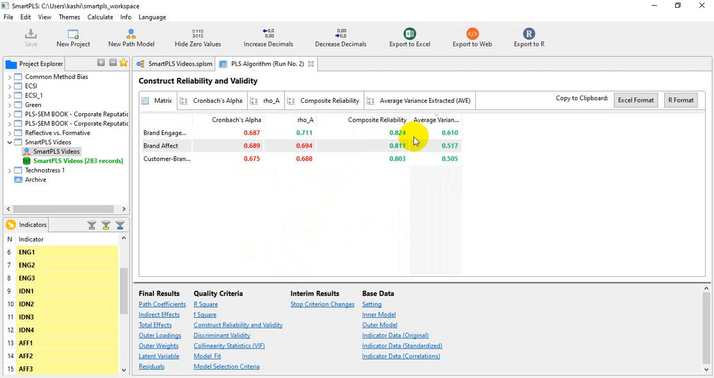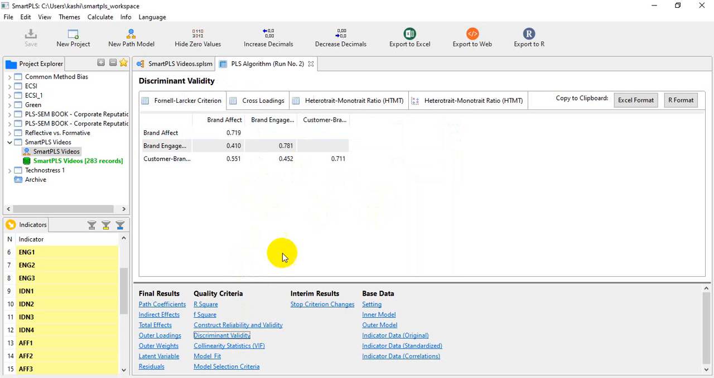Usually Cronbach alpha should be 0.708 and above. On the other hand, composite reliability of our model looks pretty okay. Average variance extracted also looks okay, because composite reliability should be above 0.70, and average variance extracted should be above 0.50, or minimum 0.50. Okay, so if you're happy with construct reliability and validity, we need to check the discriminant validity.